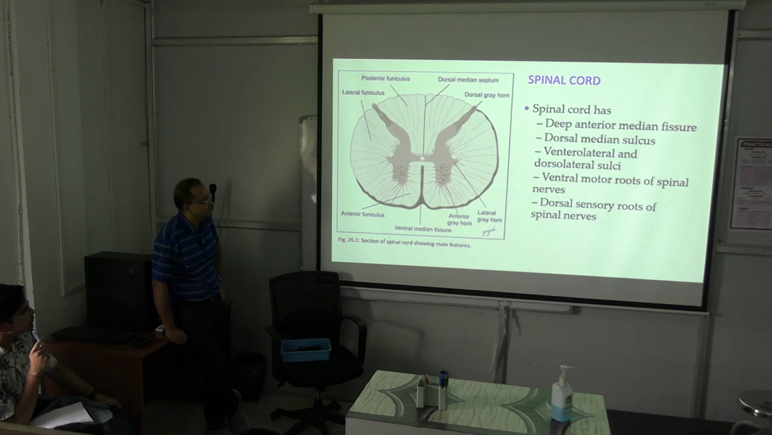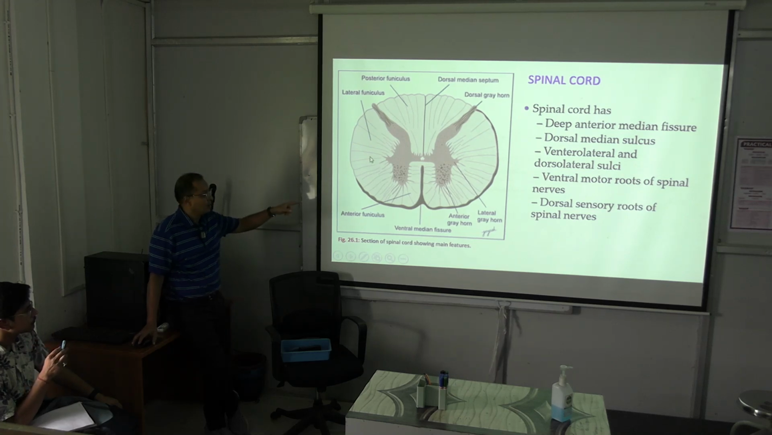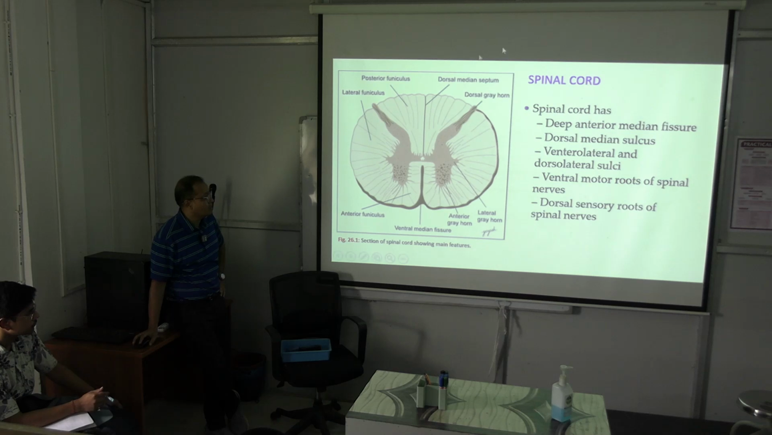So, the thoracolumbar region may have an additional horn, which we call the lateral horn, and then we have the white matter surrounding it, which has the fibers or tracts running through it. So, this is a schematic picture of the spinal cord. If it is given in the examination, you should draw this picture.